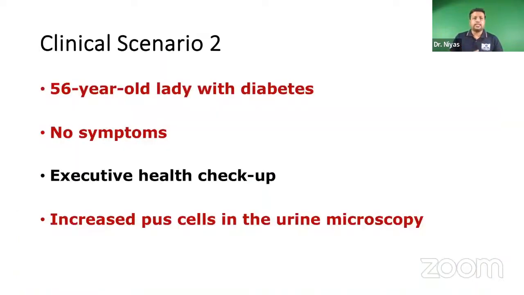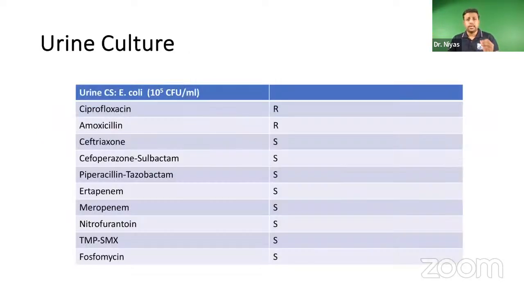Now, the second clinical scenario: there is a 56-year-old lady with diabetes. She does not have any symptoms, but she had undergone an executive health checkup, and in that she was found to have increased pus cells in the urine microscopy. Now, her urine culture has come, and the urine culture is showing E. coli at a colony count of 10 raised to 5 colony forming units per ml.